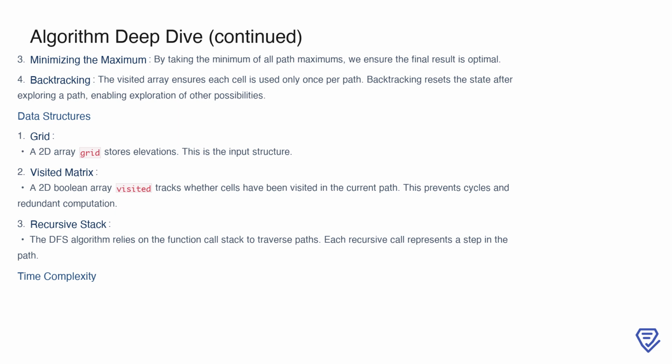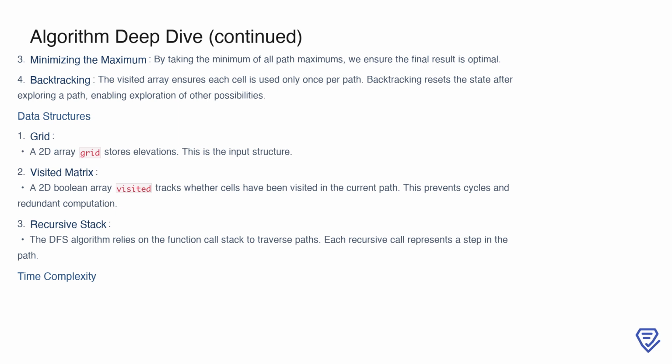The visited matrix plays a key role in ensuring that cells are only used once per path, while backtracking allows us to reset the state for exploring alternative paths. The main data structures involved include the grid, which stores the input elevations, the visited matrix, which prevents cycles and redundant computations, and the recursive stack, which is used by the DFS to traverse paths. These components together enable systematic exploration of all possibilities.